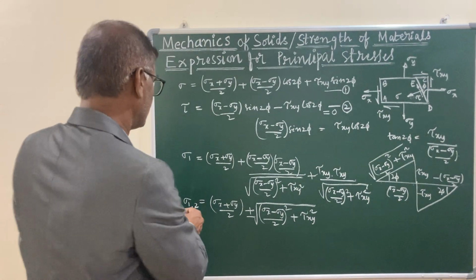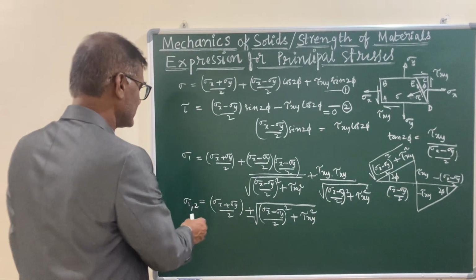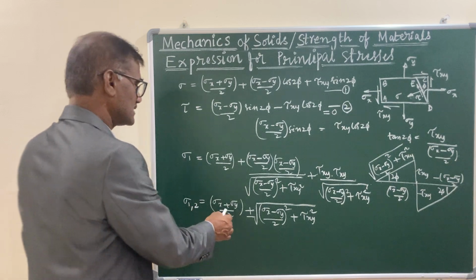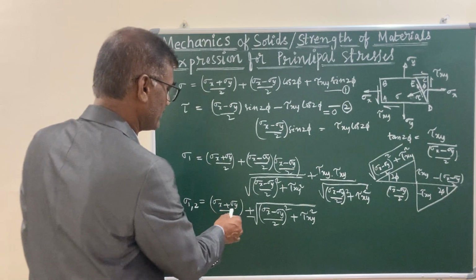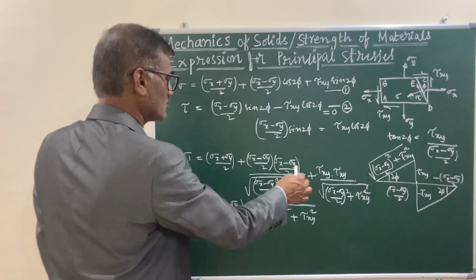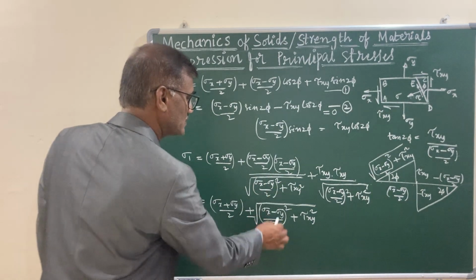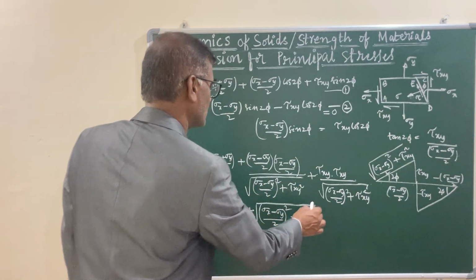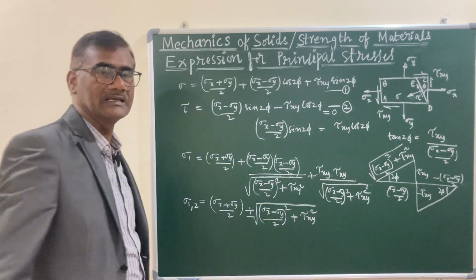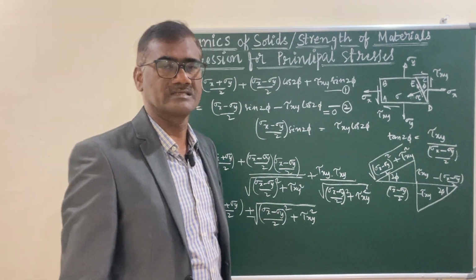So let us observe carefully the principal stresses. Major and minor, sigma 1 and sigma 2, is nothing but sigma x plus sigma y by 2 plus or minus square root of sigma x minus sigma y by 2 whole square plus tau xy whole square. With this you can calculate the principal stresses on any plane.